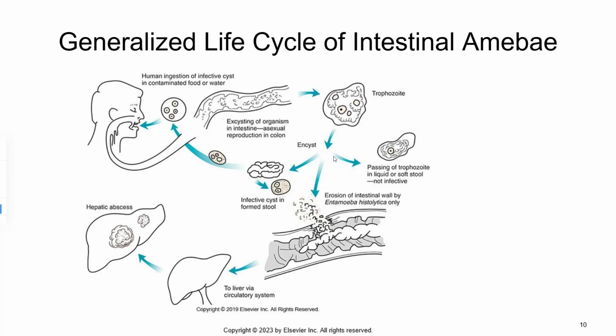Otherwise, the trophozoite can encyst, and then those cysts can be passed through the stool and transmitted to the next person. Sometimes these trophozoites can burrow through the intestinal wall and become extraintestinal infections, and they can eventually travel to the liver and cause hepatic abscess.